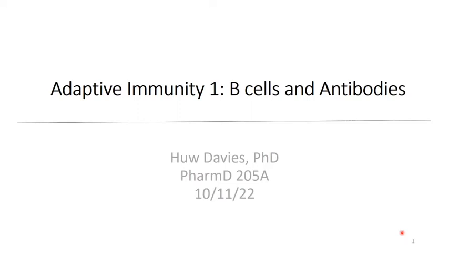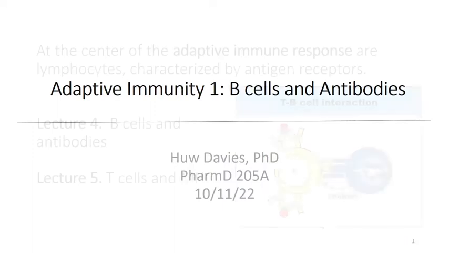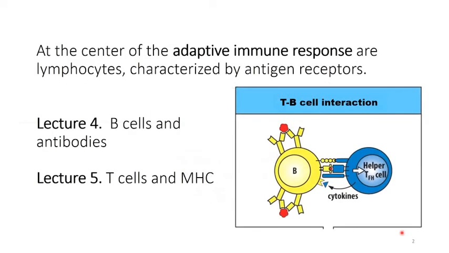We're going to talk about B cells and antibodies. And on Thursday, we're going to look at the other side of the adaptive immune system, which is the T cells and the MHC. So the adaptive immune system is very different to the innate immune system that you've already had lectures on. You've had a couple of lectures on the innate immune system. Today we're going to look at the first part of the adaptive immune system.